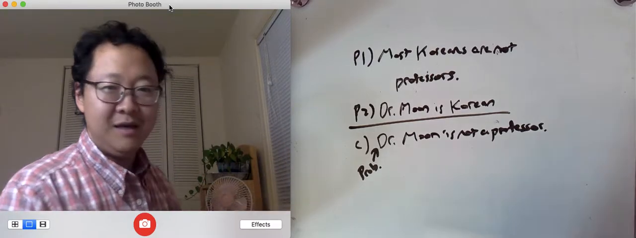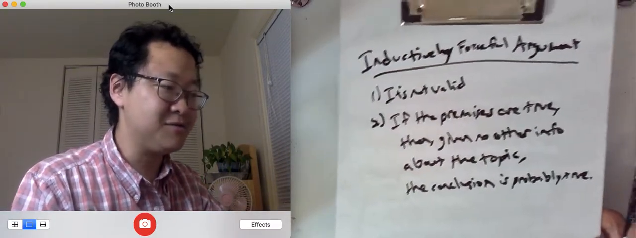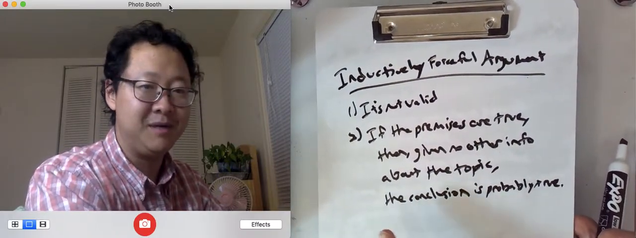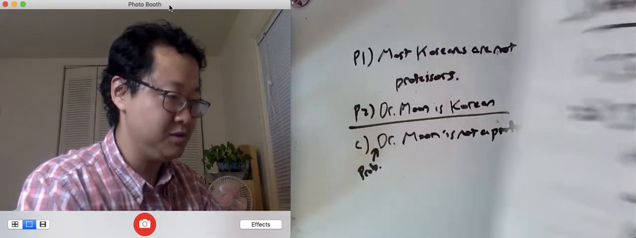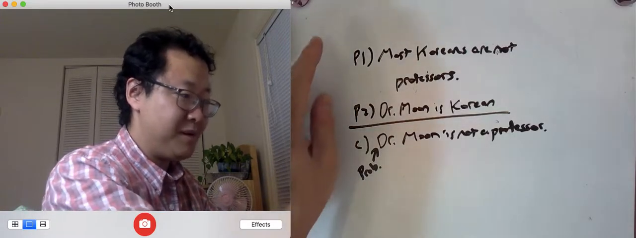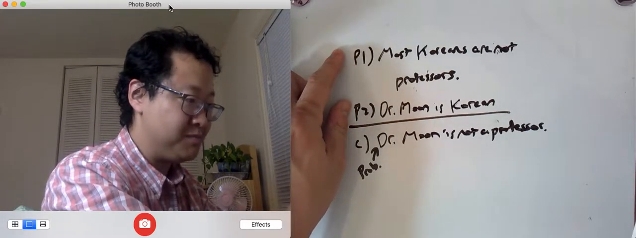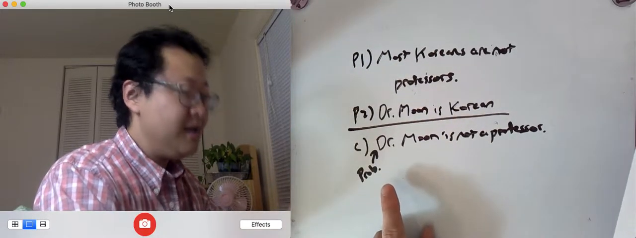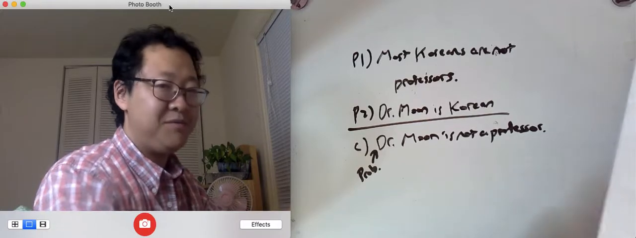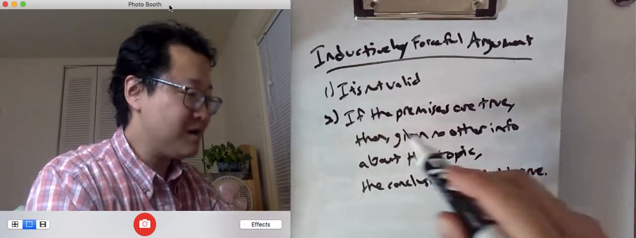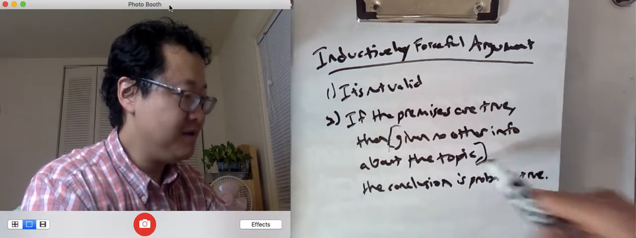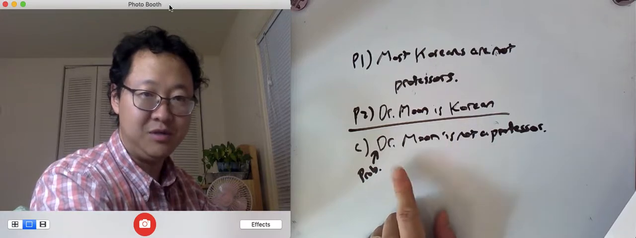Well, this argument is inductively forceful. It's not valid. And if the premises are true, then given no other info about the topic, the conclusion is probably true. Okay. If the premises are true, most Koreans are not professors and Moon is Korean, then probably Dr. Moon is not a professor. But here is where this part finally comes in. Given no other info about the topic, the conclusion is probably true.